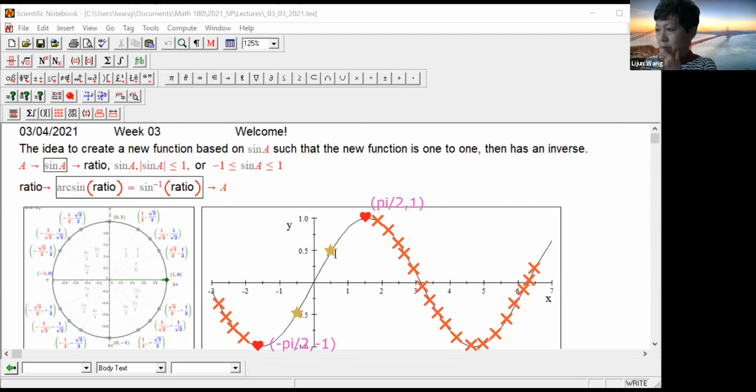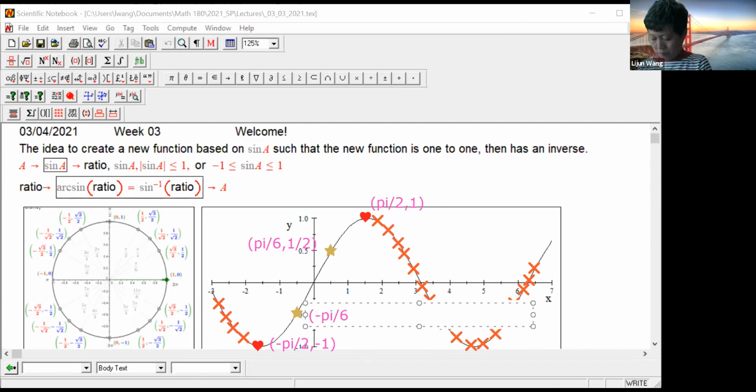Did you mark that point? Do you agree with me? So this is the new function, created based on the sine function. Does everybody follow me?